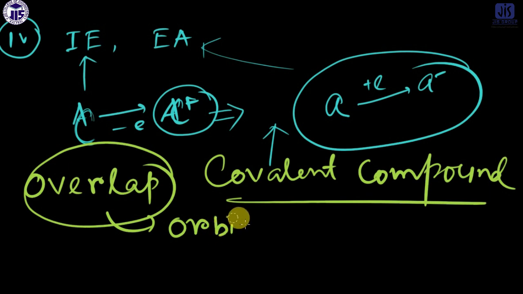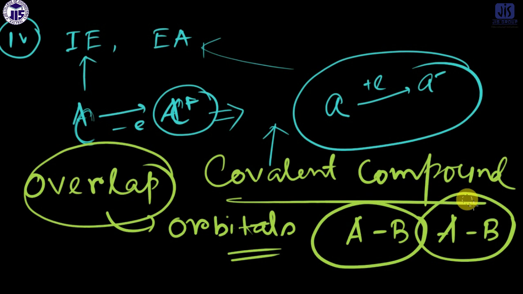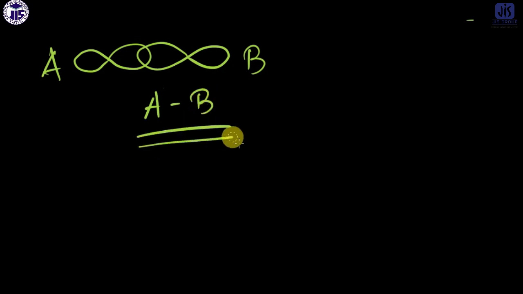Overlap of the orbitals means, as I told you when I started the class, that there is a direct linkage between the two atoms in the covalent bond. In the case of an ionic compound, there is no direct linkage, so no question of such overlapping of orbitals. But in a covalent compound, the requirement is a direct linkage. For example, if it is a p orbital, there must be another p orbital which overlaps with it, like A and B, and then there will be a direct linkage between A and B. So in a covalent compound, there will be orbital overlap.